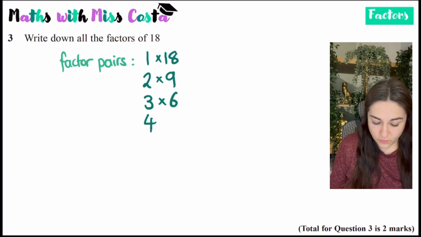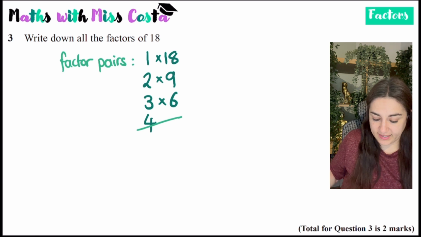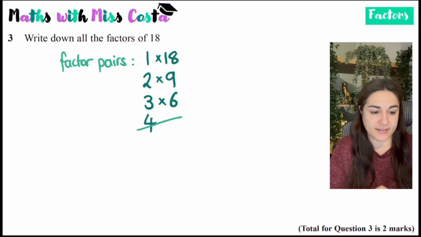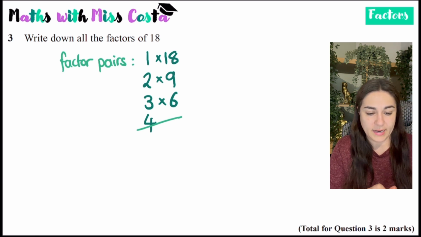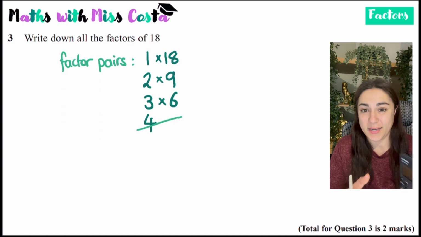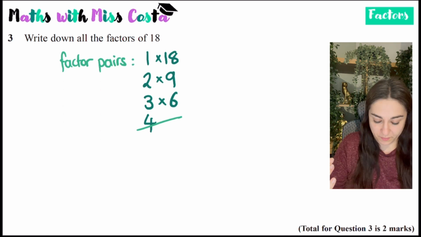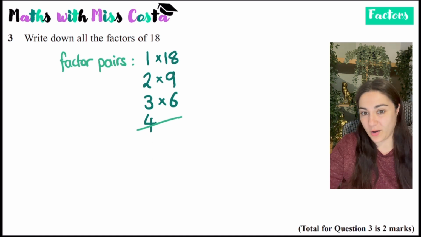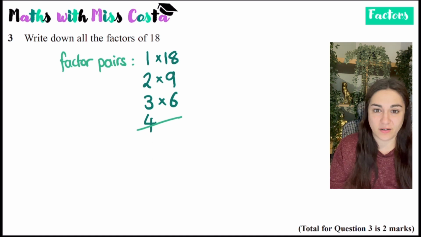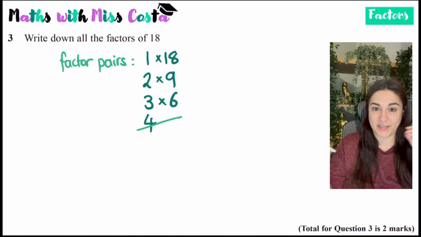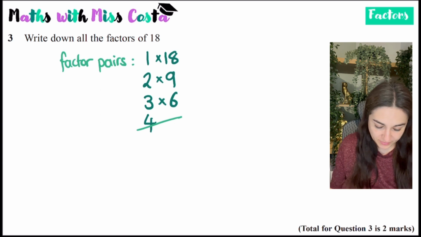Then we can try 4. 4 doesn't go into 18. If you type it into your calculator, you do 18 divided by 4, and you realise that it gives you a decimal. For a number to be a factor, it needs to multiply into it like a whole number. So 4 needs to multiply by a whole number to give you 18. You can't do that because 4 times 4.5 gives you 18, therefore it's not a factor.